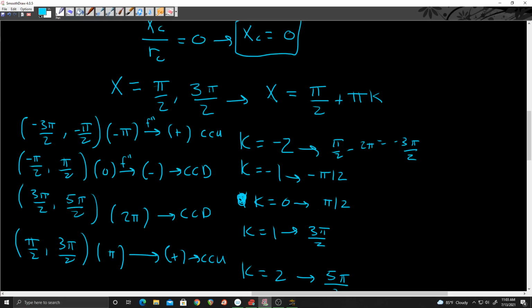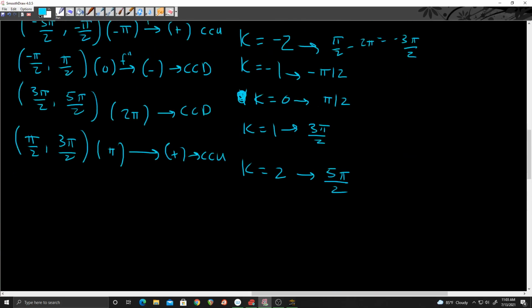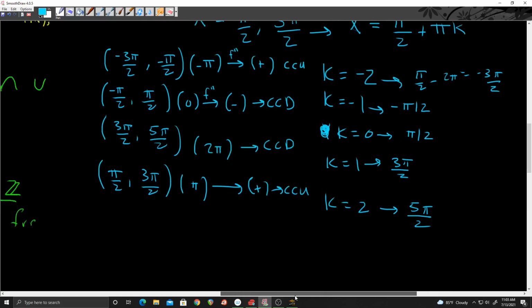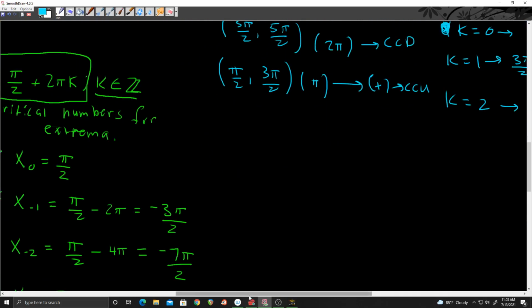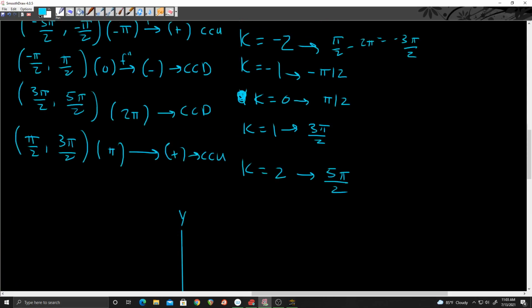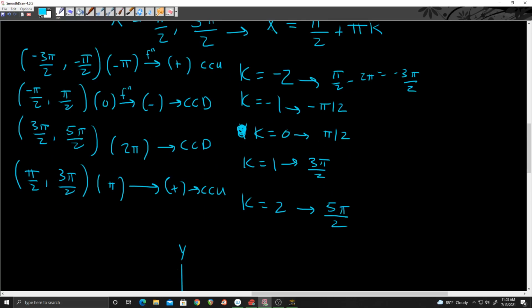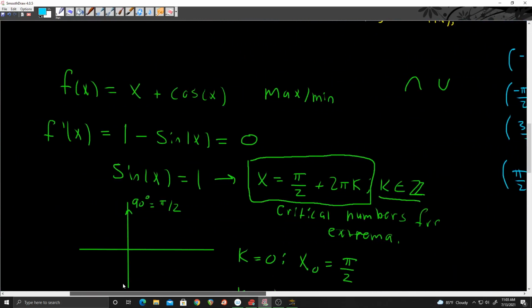So now, can we get a good plot of what's going on with this information? Let's see if we can. Okay, let me come down here and let's make some graphs. Y-axis, x-axis. Okay, and so what do we know? Let's internalize all this.